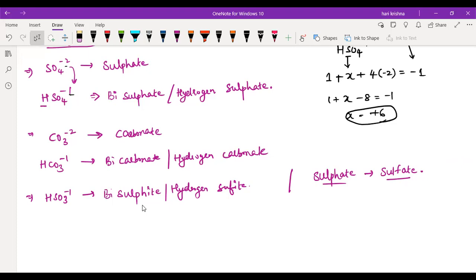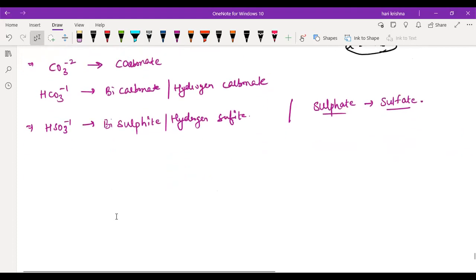Any doubts in this? No, sir. Now, one more thing: do you know the hydroxide formula? OH. Don't just say OH, say OH -1. Whenever I ask, you have to tell the charge also. So hydroxide is OH -1. What about acetate?